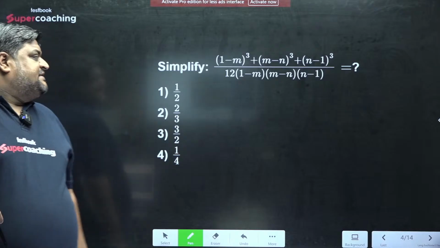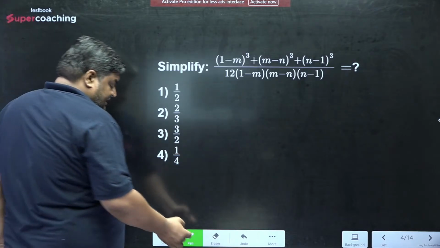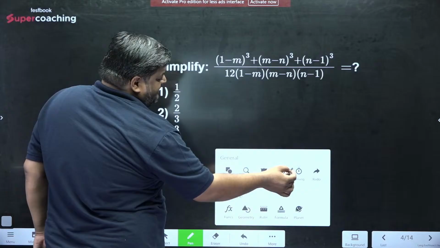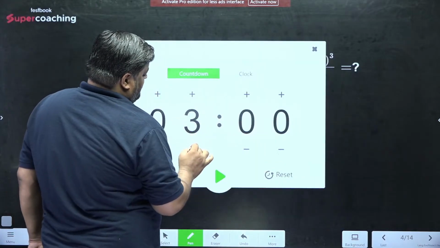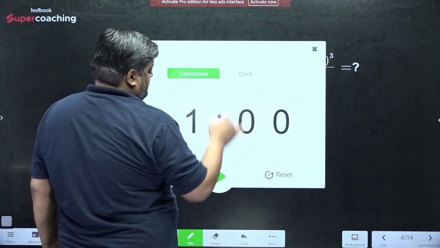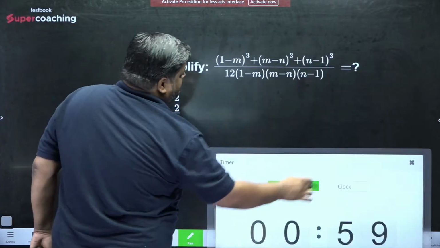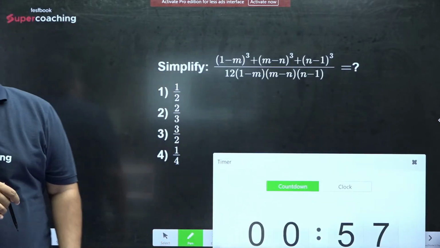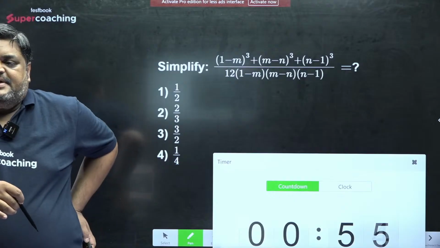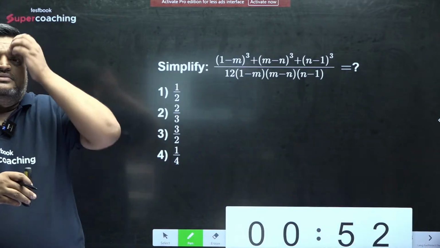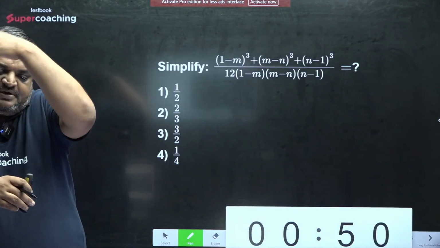Let's move to next question. I'll give you a minute to ponder and then we'll start discussing. Chalo. Try this one. Come on, guys.